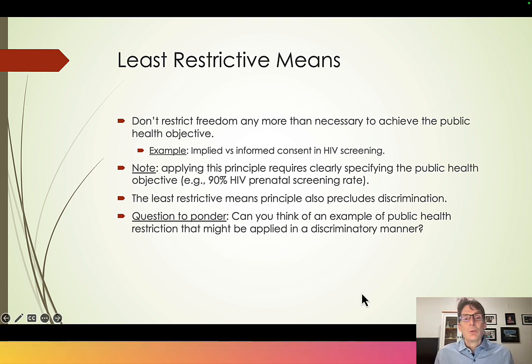An interesting thing to think about as well is that Upshur's discussion of the least restrictive means principle states that the means that you use to restrict people cannot be discriminatory. You cannot selectively apply them differently to different, say, racialized groups, for instance, or differently according to people's sexual orientation or other features of their identity. And that's an interesting thing to think about, and to think about whether there actually are examples in public health where you might have a restriction that is applied in a discriminatory manner. Actually, we'll talk about an example in class that potentially could have this kind of feature.